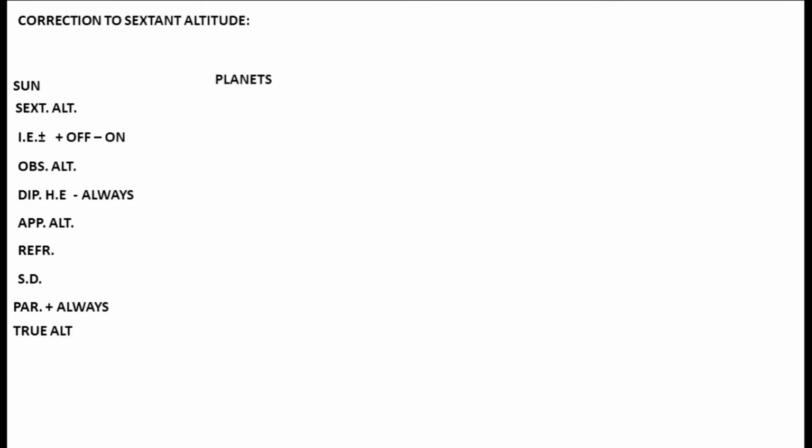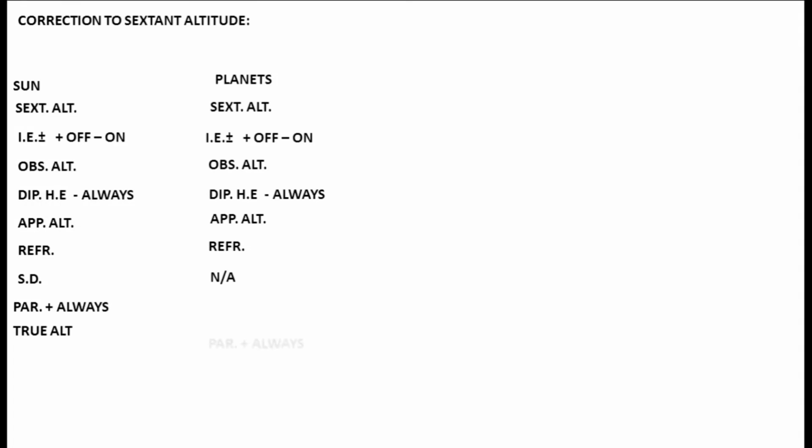If it was a planet: sextant altitude, index error, observed, dip, apparent altitude, refraction. There is no semi-diameter there, so we don't apply semi-diameter. Get the parallax, and you get your true altitude.